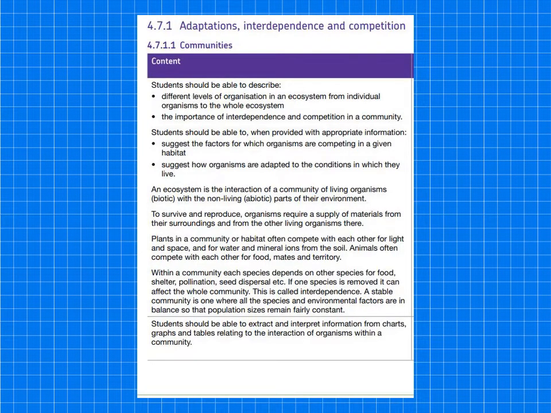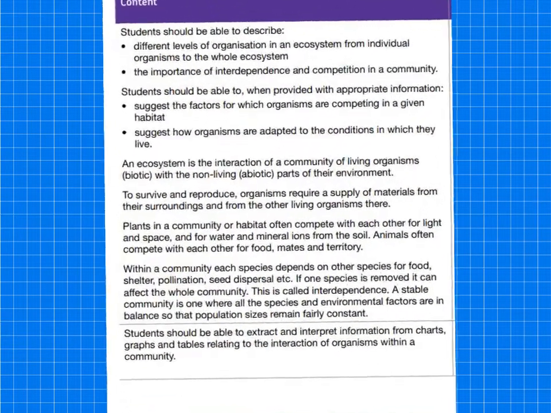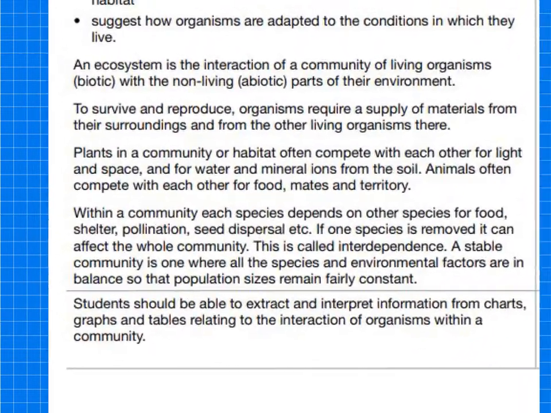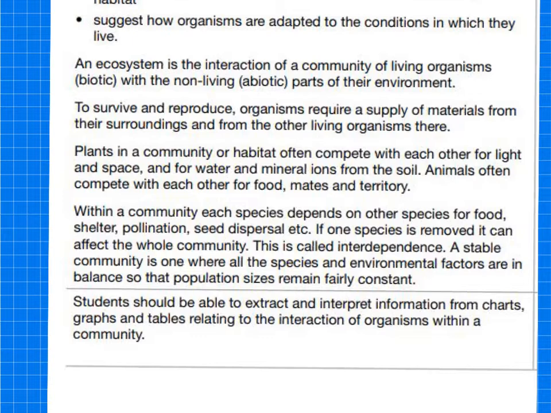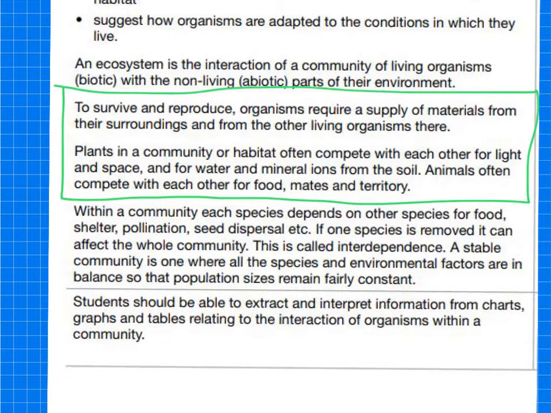So the first thing I'm going to show you is the spec, and the particular bits that I'd like you to read, please, are these. So I'll just highlight them. Okay, so here we go. If you can have a quick read of this section, please. I suggest you pause.